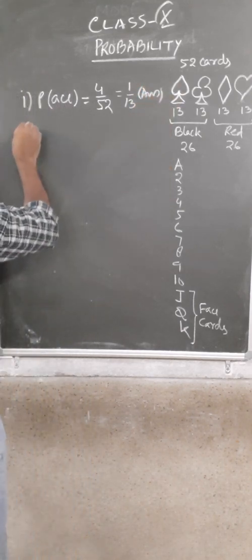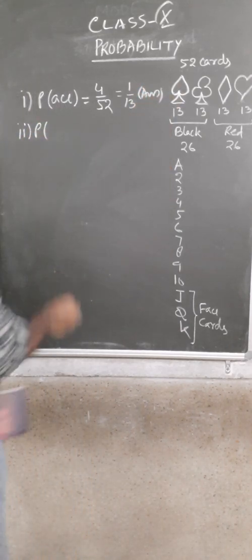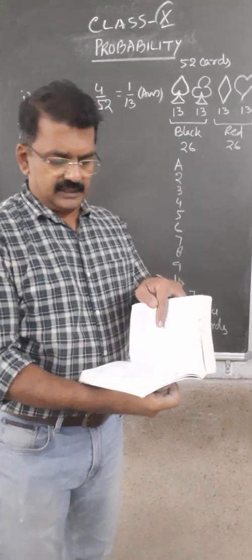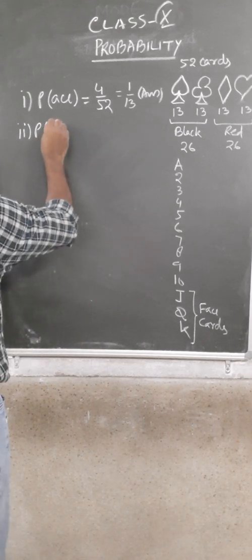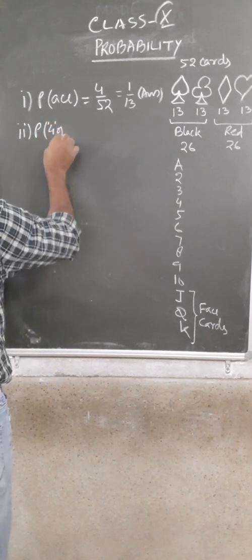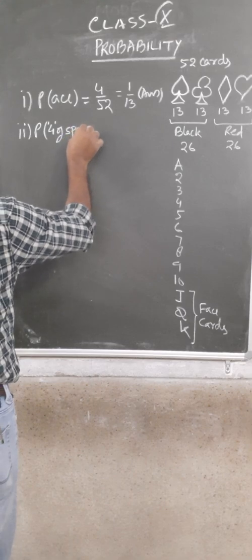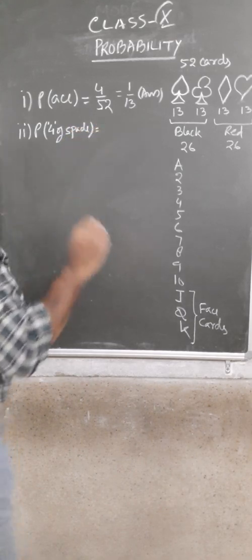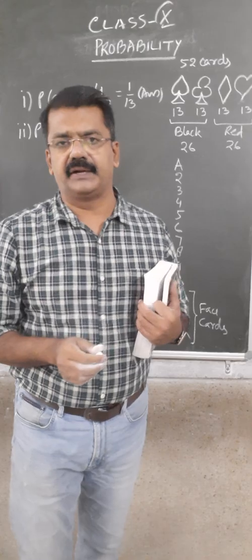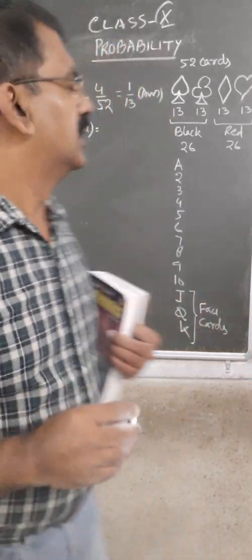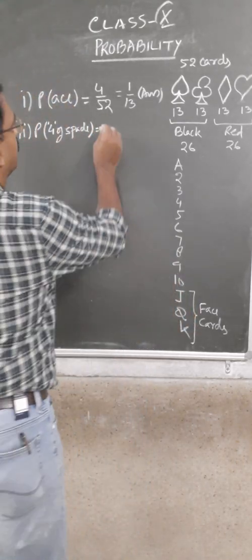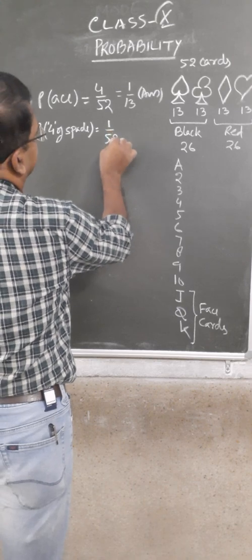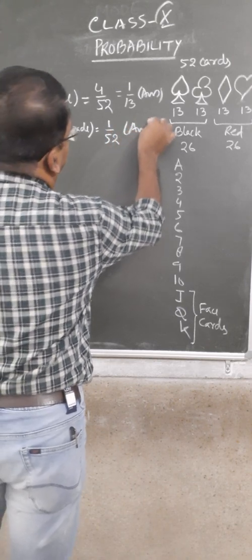Okay, now the second part. They are saying a 4 of spade. You know in a pack there is only one 4 of spade, because in spade we have 13 cards but only one card is 4. So for 4 of spade, the favorable outcome will be 1 only. So it is 1 upon 52. The answer is 1 upon 52.